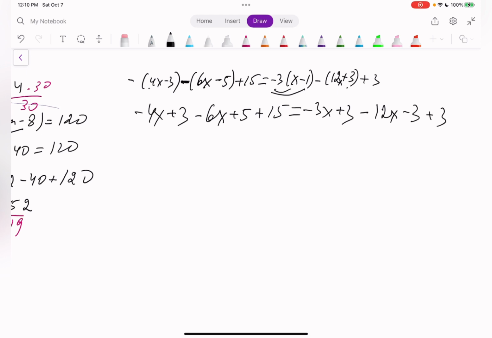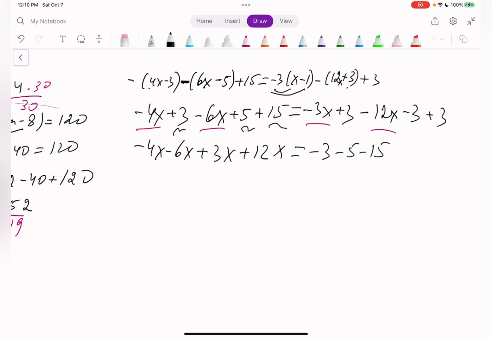Okay, I'm going to collect all x's on one side, variable-free terms on the other side. Negative 4x minus 6x plus 3x plus 12x. So these like terms, I collected. Okay, negative 3x and negative 12x, I moved from right to left, so flip the sign. Next, across the equal sign, it's going to be negative 3, negative 5, negative 15. This one, so I'm moving over the equal sign. Here is going to be plus 3, minus 3, plus 3, right?